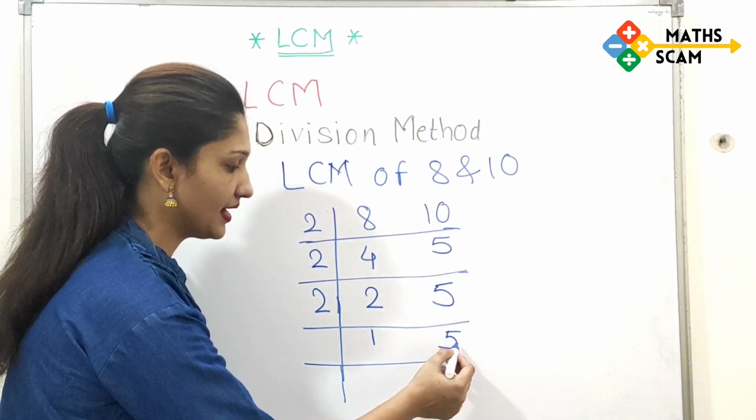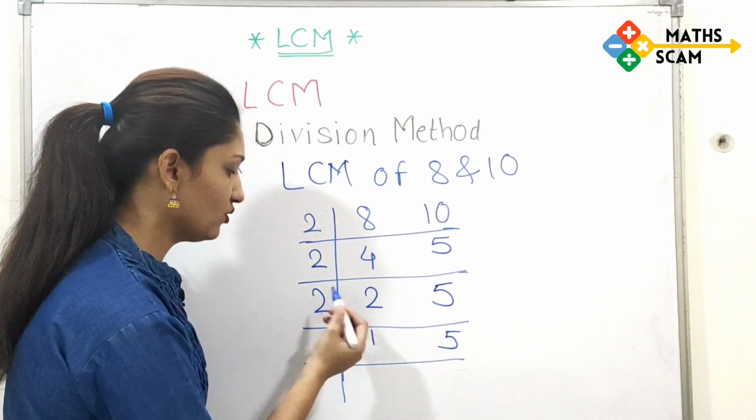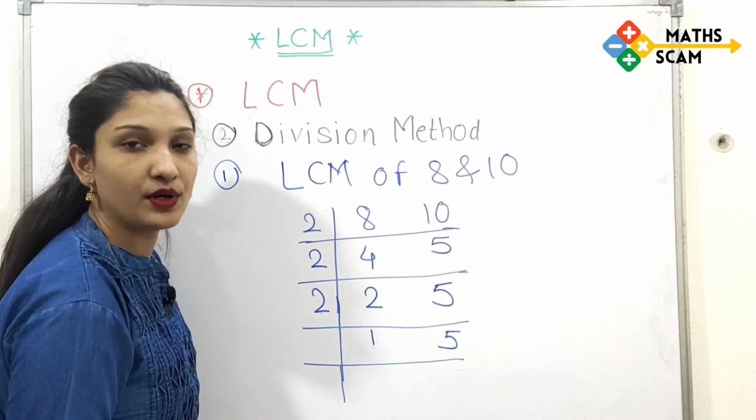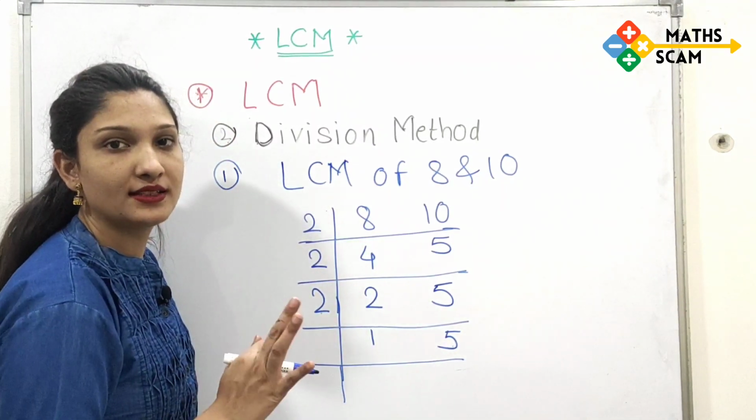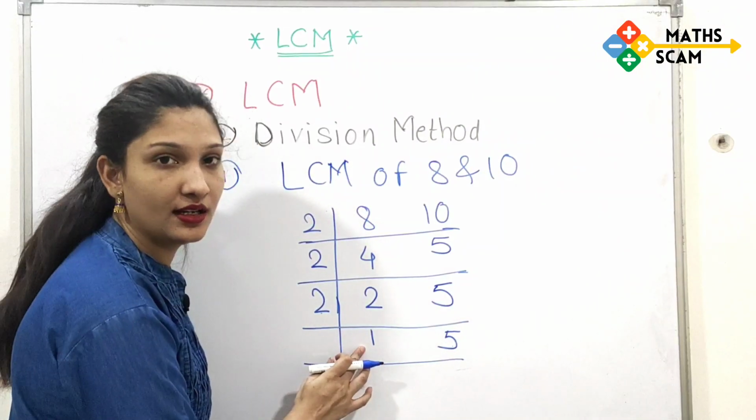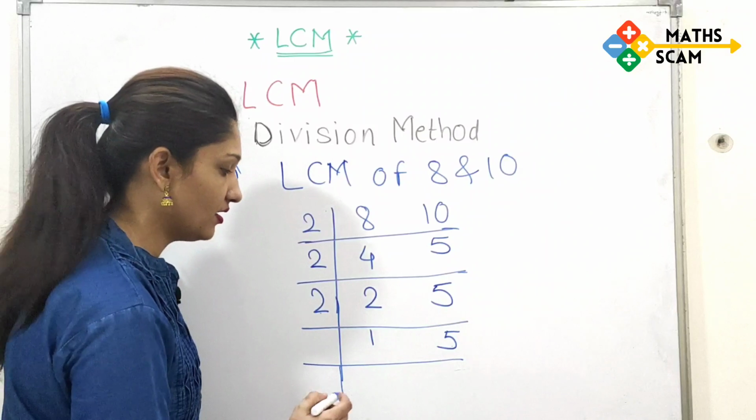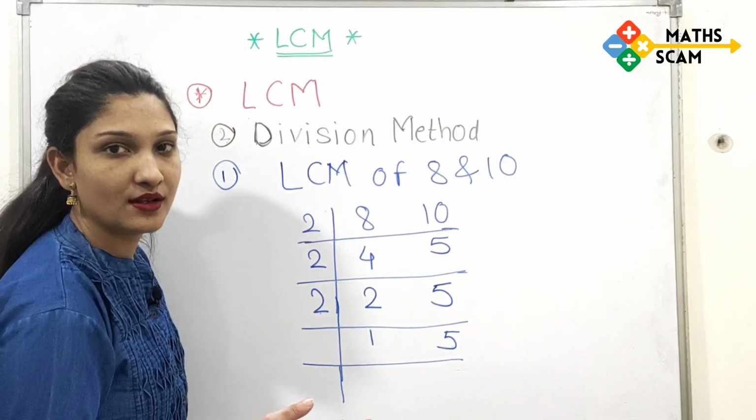Then, can we divide 5 by 2? No. Can we divide 1 by 2? No. Then the next prime number is 3. Can we divide 3 by 1? No. Can we divide 5 by 3? No, we cannot. Then the next prime number is 5.